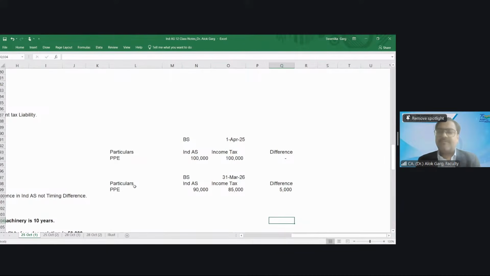In the books, you charge depreciation of 10,000 only, but in the tax books, you charge 15,000 rupees of depreciation. It means you charge higher expenses. If you charge higher expenses in the current year, it means in the future year you are going to pay higher taxes. So if you have charged higher depreciation today, you paid less tax. In future, you will pay higher tax.